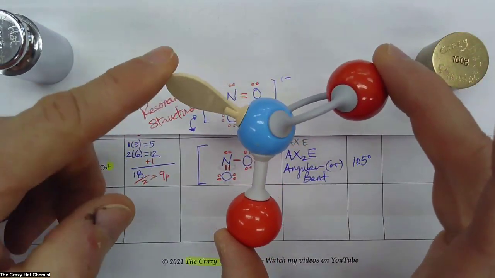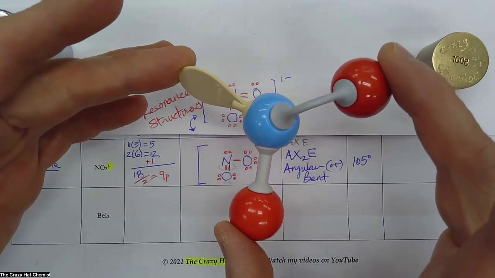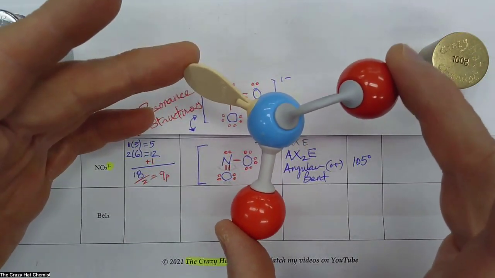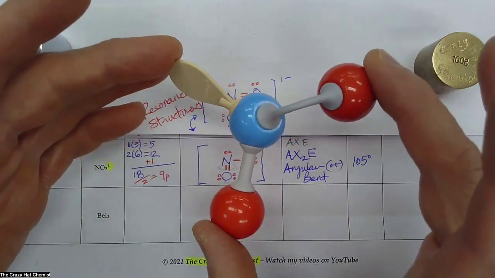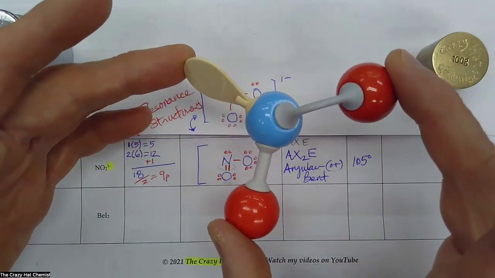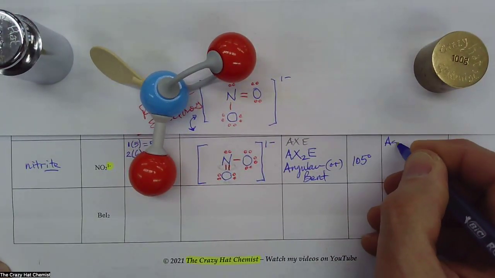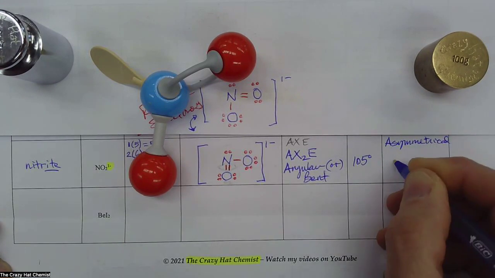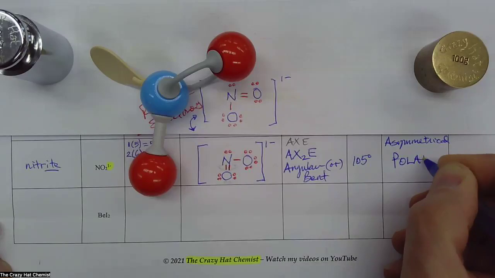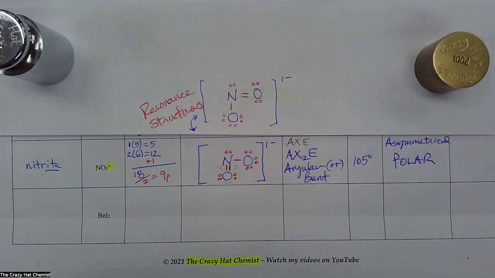As I touch all the atoms or locations of things on the outside, are they the same or different? Well, they're different. This lone pair is different than these oxygens. Doesn't matter if they're double bonded or single bonded. That's not material. Are they the same or different? They are different. So that means that this is asymmetrical. It means that this is polar. Party on. Party on. All right. So that's beautiful. You've done a fantastic job with that.